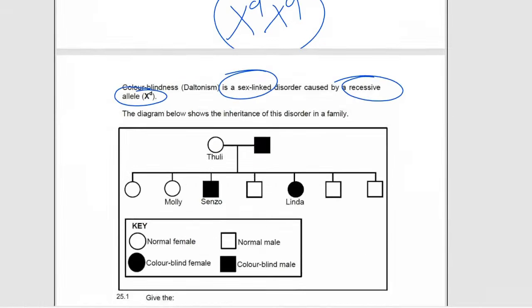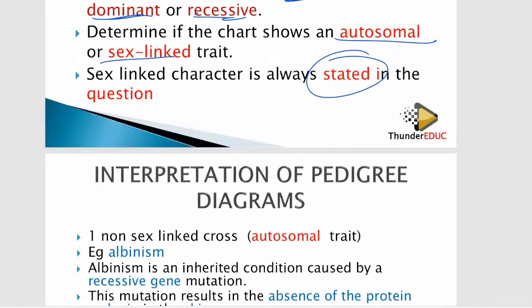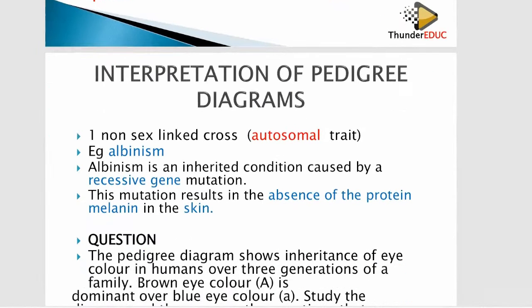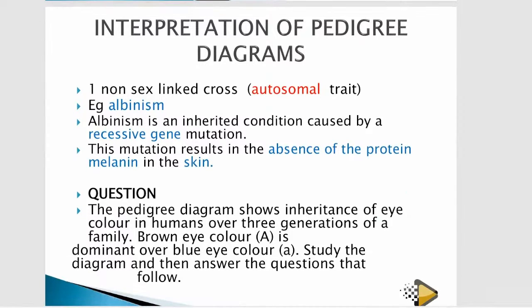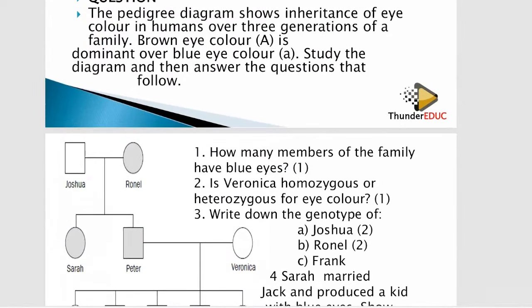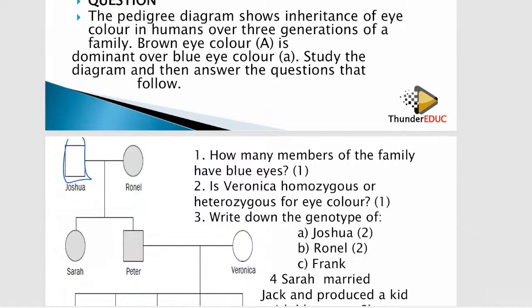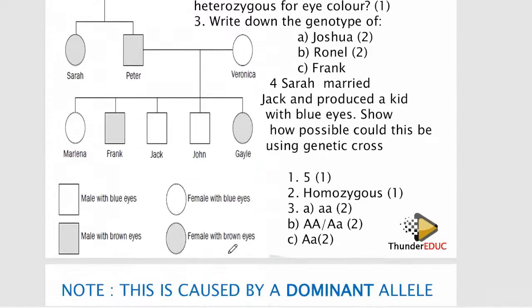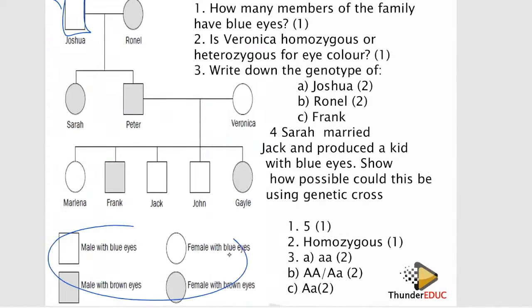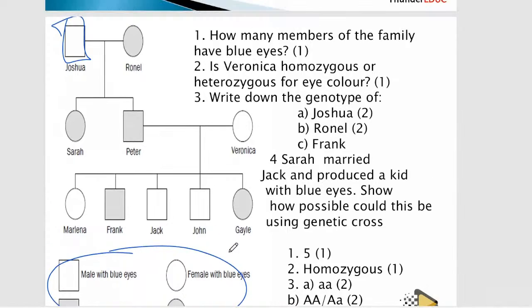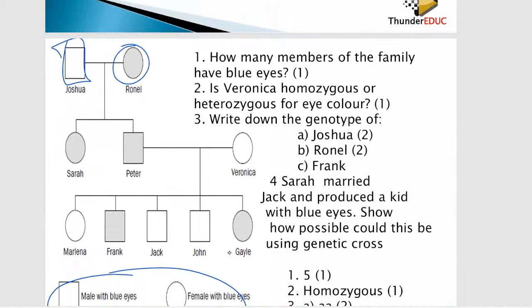Let's continue. When you're interpreting, you need to understand, for example, a box means a male. Sometimes we don't give you this key. So a box means a male, a circle means a female. So XX, XY, if it is sex-linked.